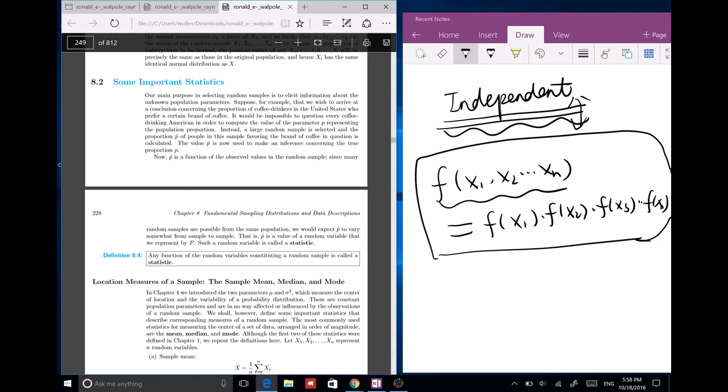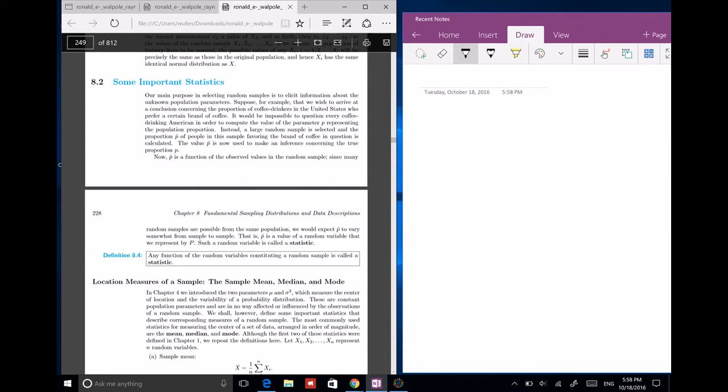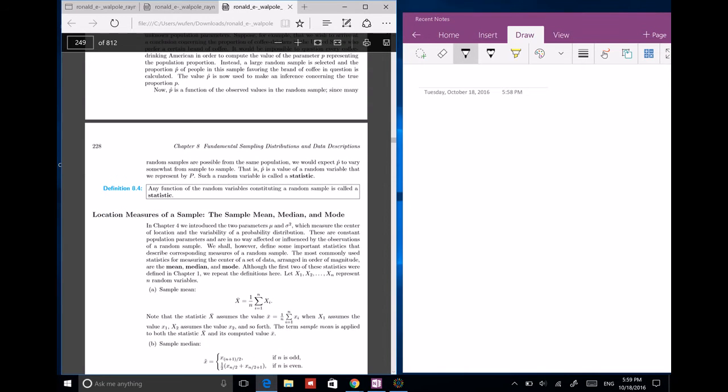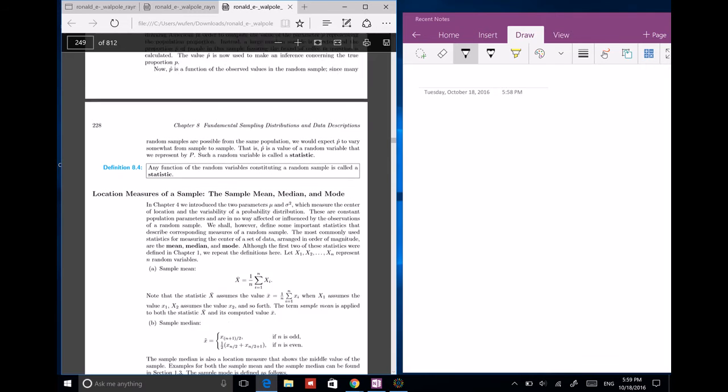Section 8.2 covers some important statistics. Any function of the random variables constituting a random sample is called a statistic. A statistic is kind of like a random variable.